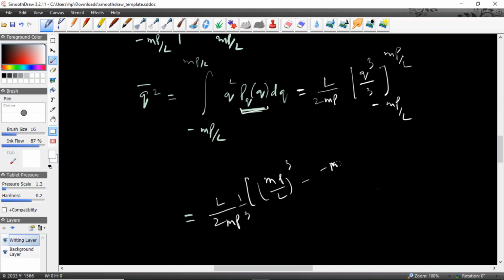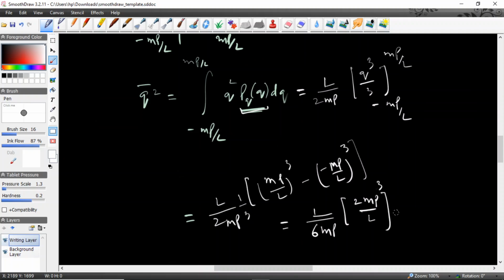mp by L cube minus minus mp by L cube. So this will become plus, and you get L by 6 mp into 2 times mp cube divided by L cube. Okay, and this L and this L will get cancelled, this 2 and 3, and this cancels the square. Because it is mp by L cube minus mp by L cube, you get 1 by 3 into mp by L square. Okay.